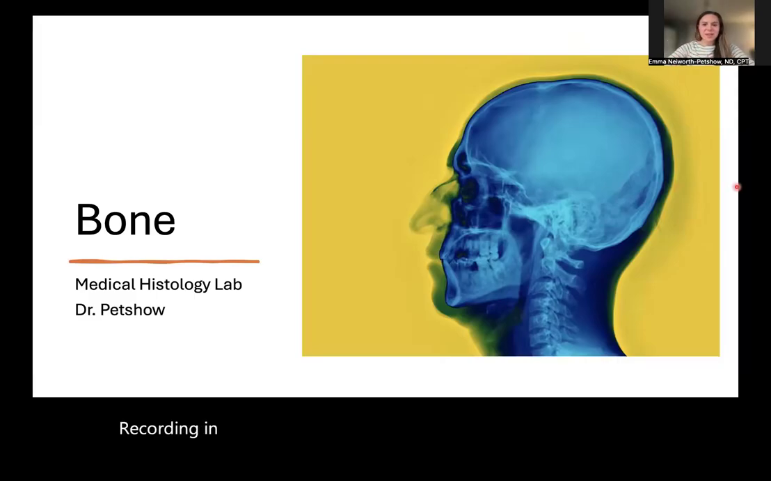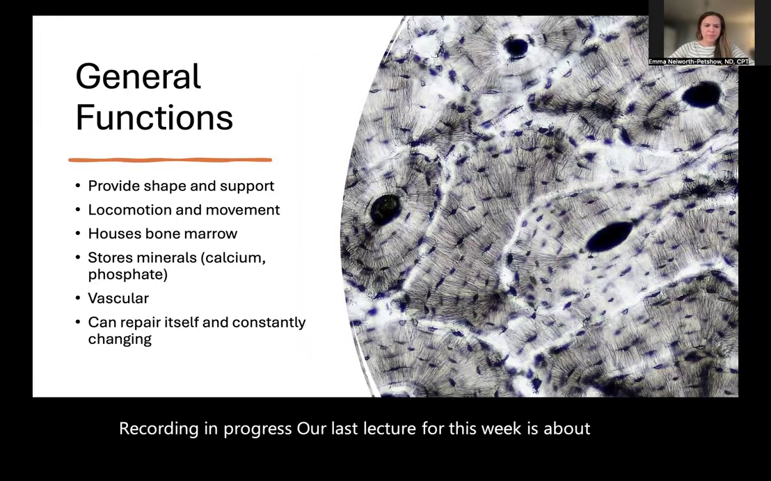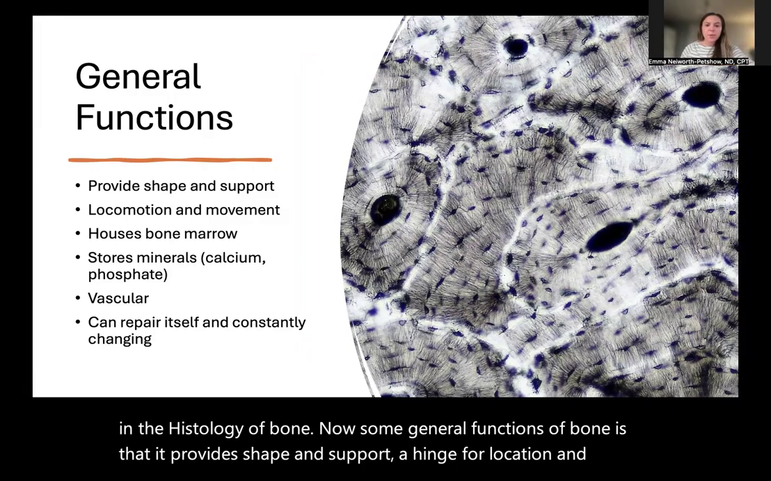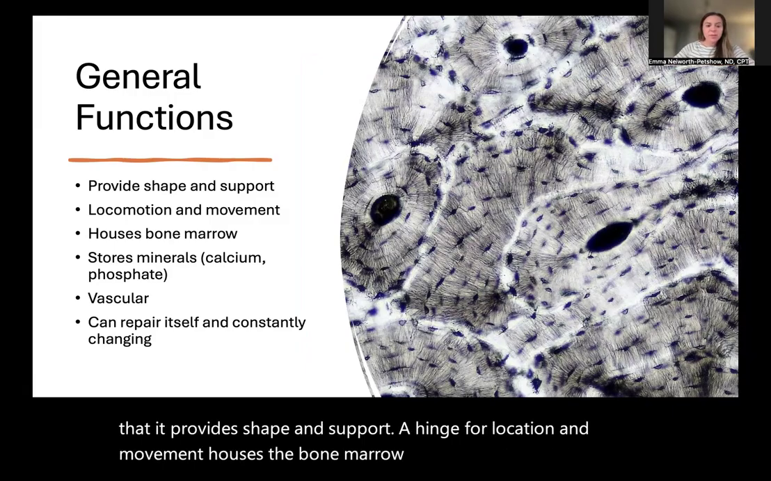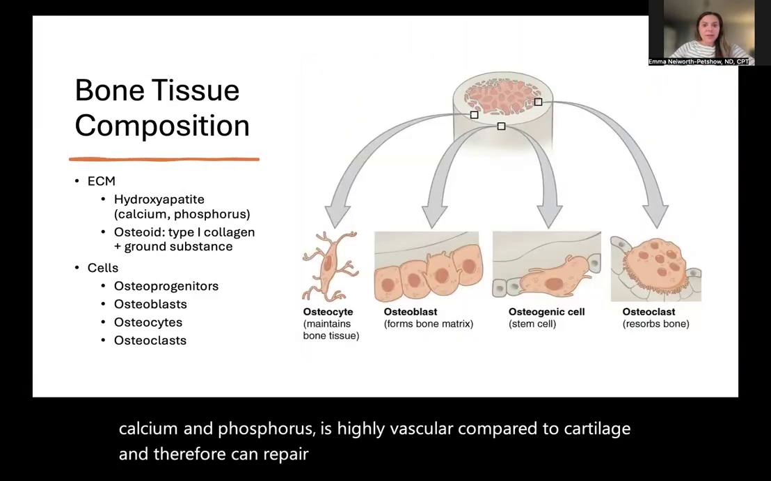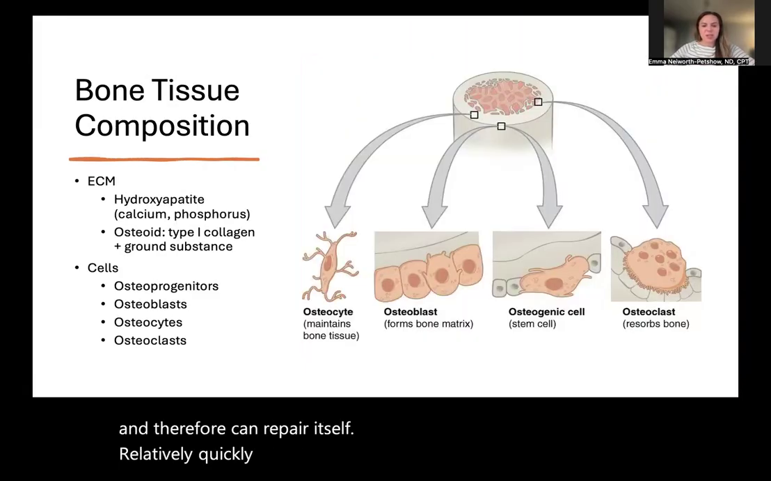Our last lecture for this week is about bone and the histology of bone. Now, some general functions of bone are that it provides shape and support, a hinge for location and movement, houses the bone marrow, and stores minerals like calcium and phosphorus. It is highly vascular compared to cartilage, and therefore can repair itself relatively quickly and is constantly changing.